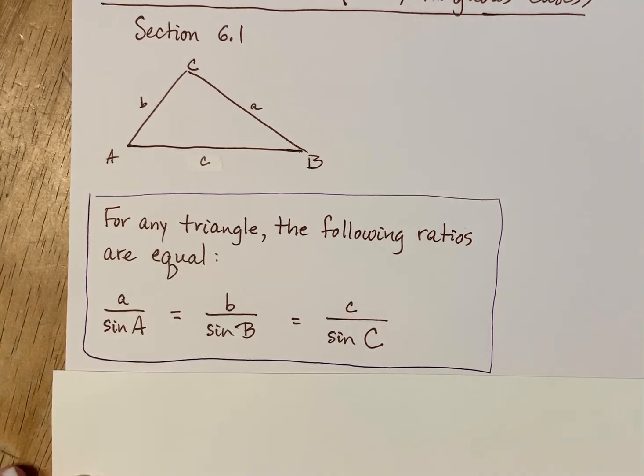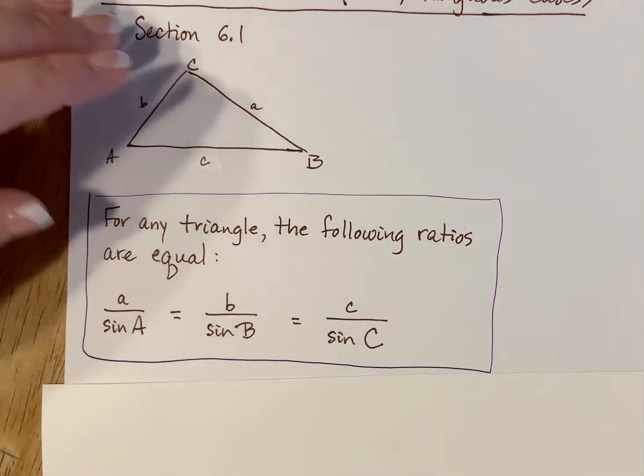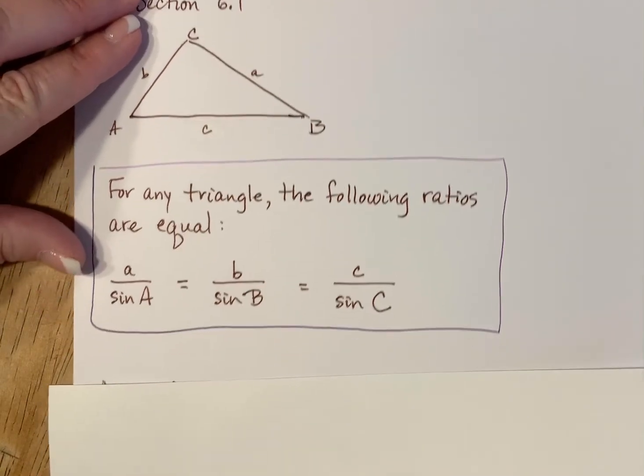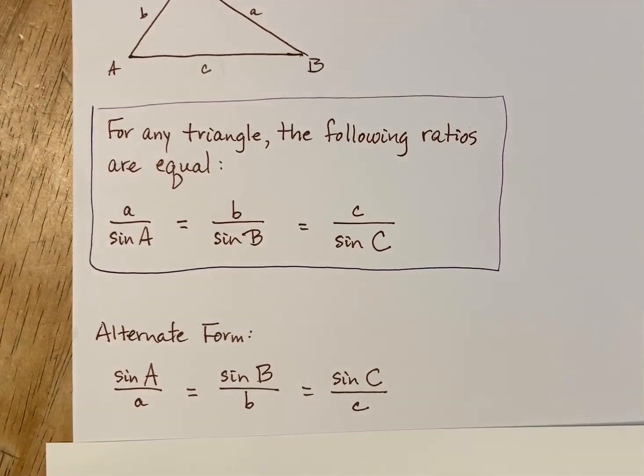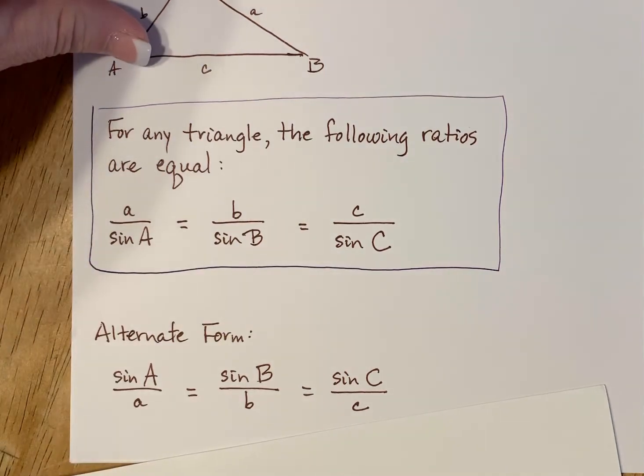You can see that each ratio is made up of a side length and then the sine of the opposite angle. There are three different ratios here. In a problem, you only use two of them at a time, depending on what your given is. Now, this does have an alternate form where all the fractions are written as their reciprocals, and sometimes it's nice to write things in that form.